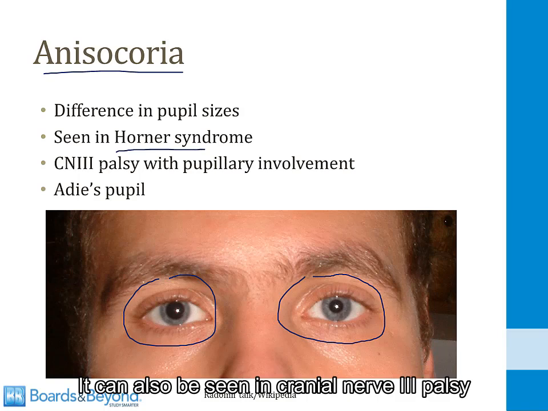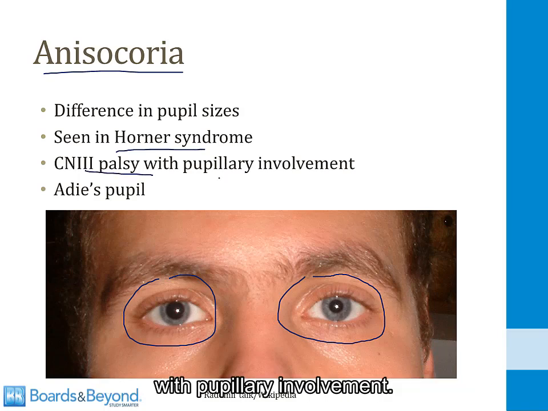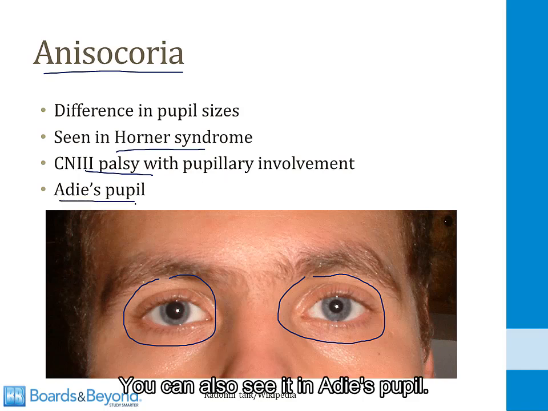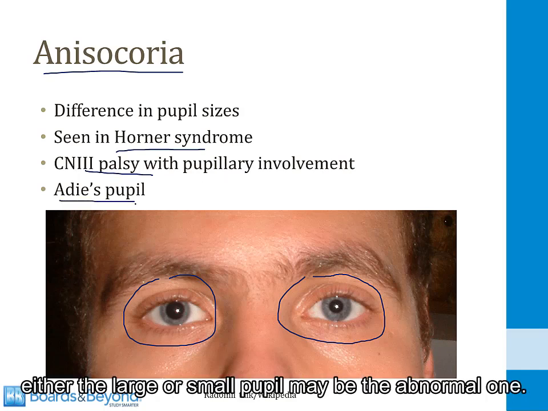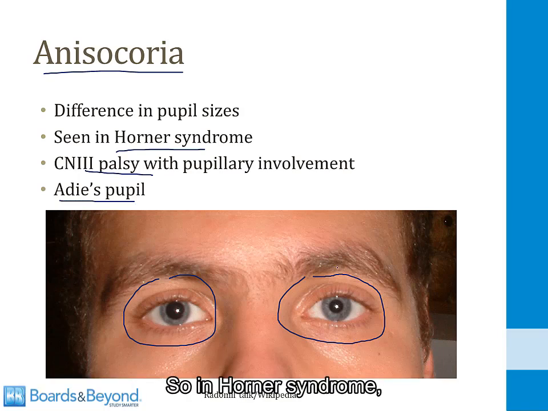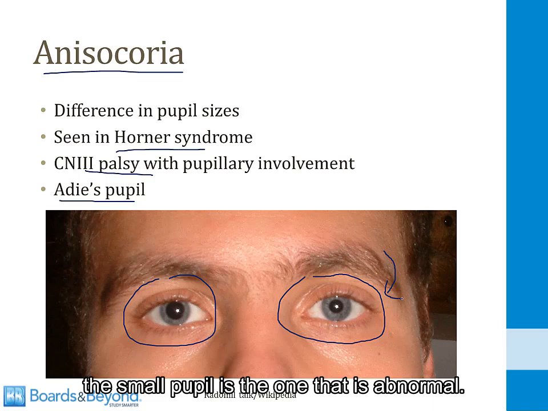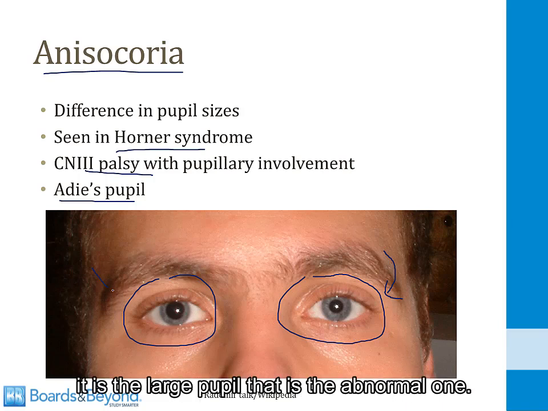It can also be seen in cranial nerve 3 palsy with pupillary involvement. You can also see it in Adie's pupil. Depending on the cause, either the large or small pupil may be the abnormal one. So in Horner syndrome, the small pupil is the one that is abnormal. In a patient who has a cranial nerve 3 palsy or Adie's pupil, it is the large pupil that is the abnormal one.